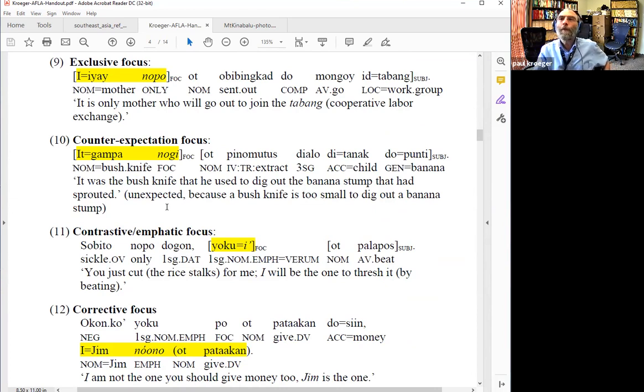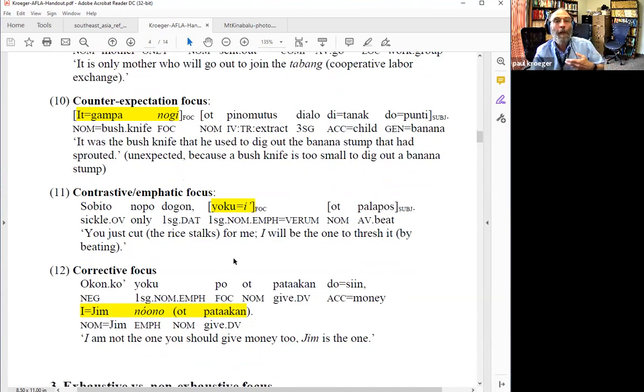It was the bush knife, nogi, that he used to dig out the banana stump. Unexpected because the bush knife's not the right tool for that job. It's too small. We have this clitic E, which doesn't occur in a cleft very often. It's normally a marker of something like verum focus or emphasis on normal predicates, but when it does occur in the cleft, it'll give you a contrastive type focus. You cut the rice stalks, I will be the one. Yoko I at palapos, I'll be the one to thresh it.